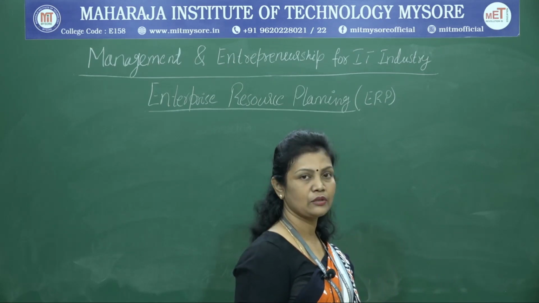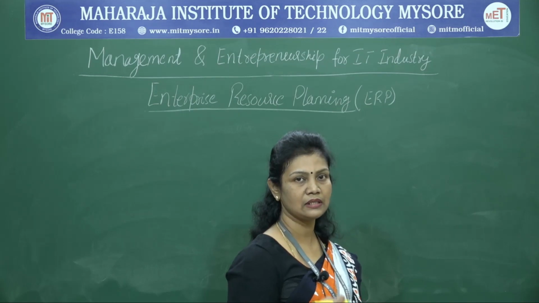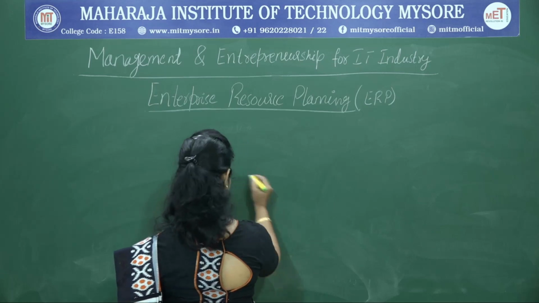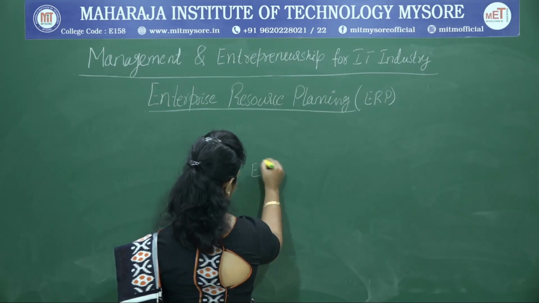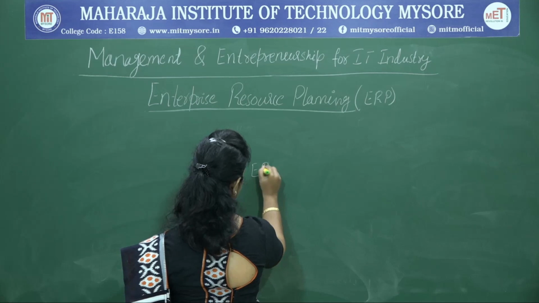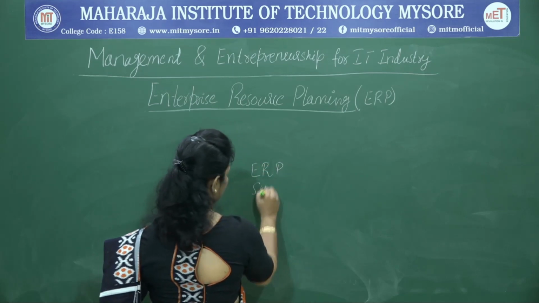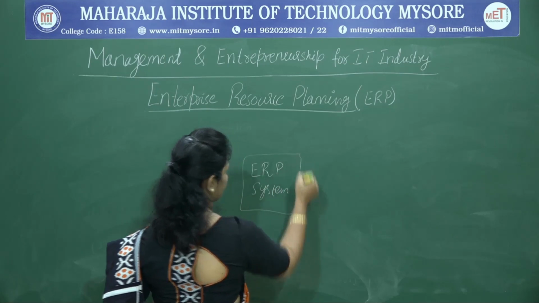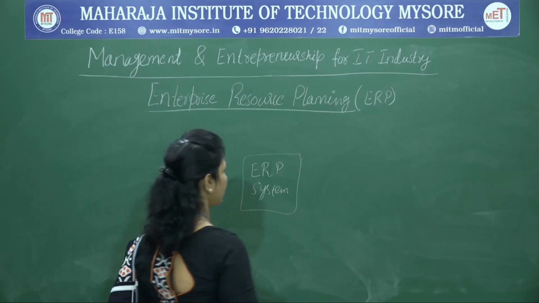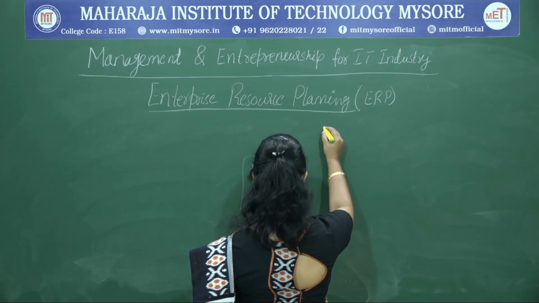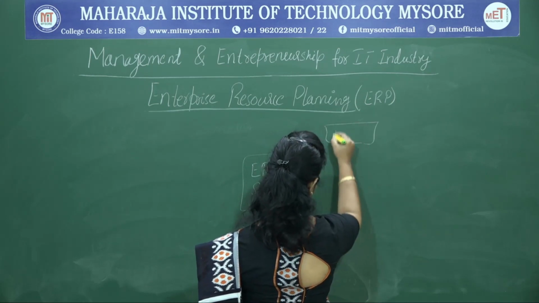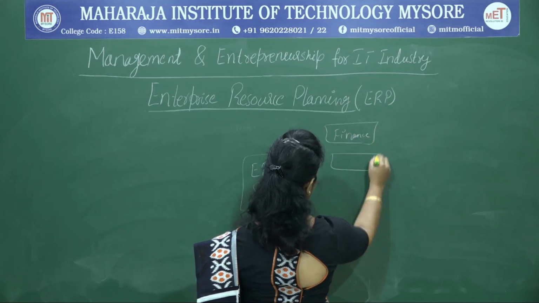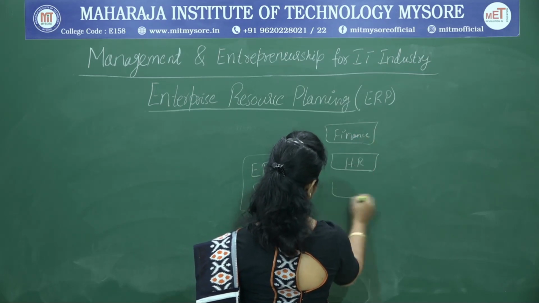So let us have a look at the importance of ERP, right. For this I can write up a small diagram. So this is the ERP system where all the information related to the organization is made available. Here let us have a look at the different departments which may exist in the organization.